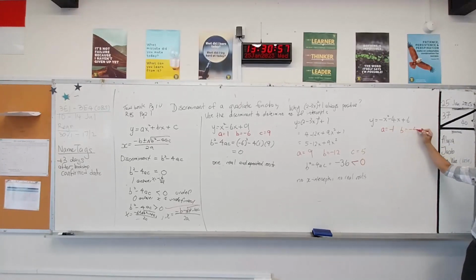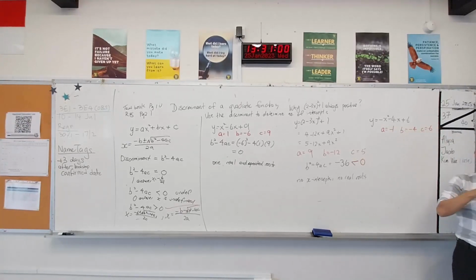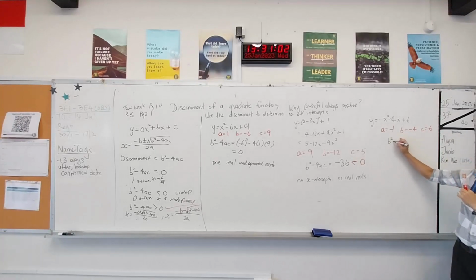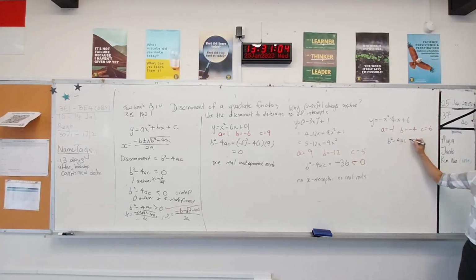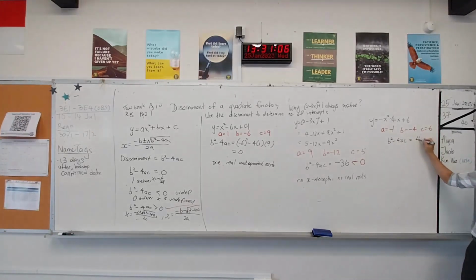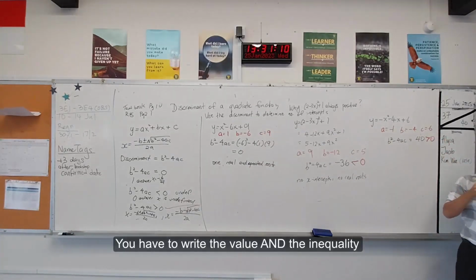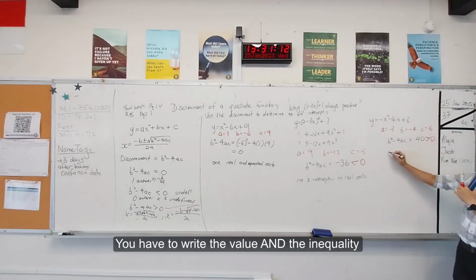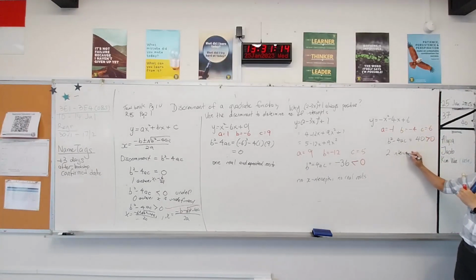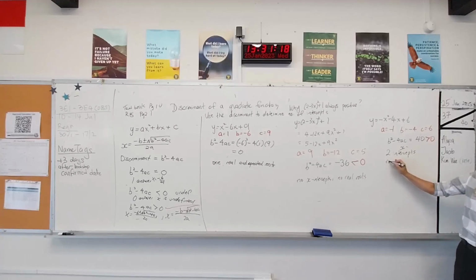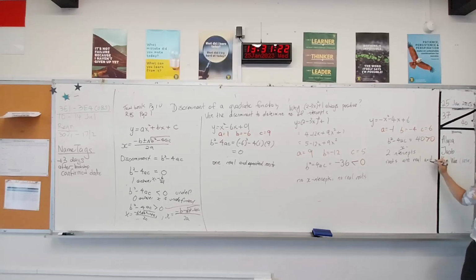And lastly, a is how much? b and c. And b squared minus 4ac is equal to 40. And please write down greater than 0. So it has two x-intercepts, and the roots are real and distinct.